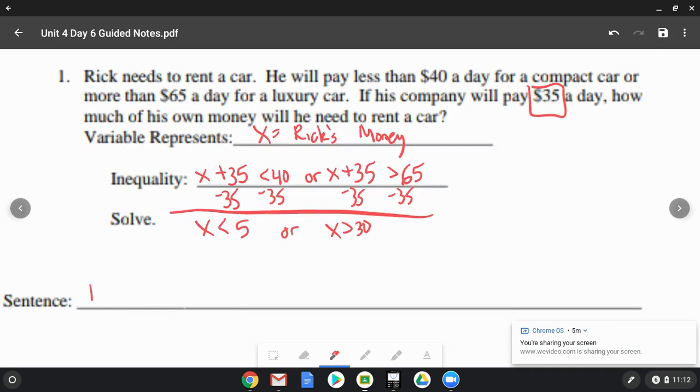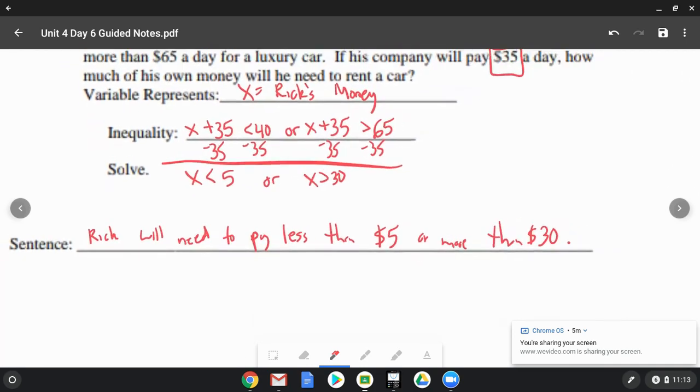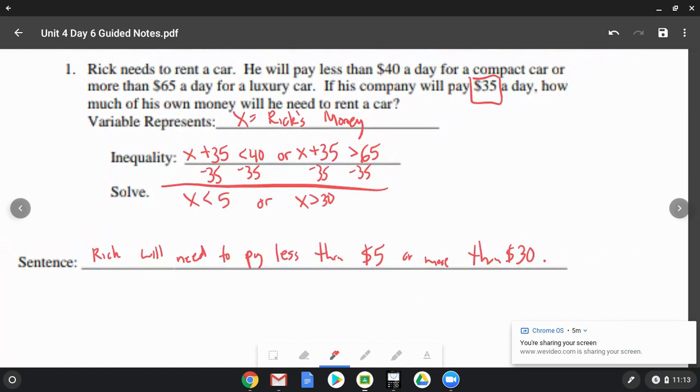So we would say Rick will need to pay less than $5 or more than, what was that, $30. So that's what we're looking for in that one. So that's Rick and how much he's going to pay to rent a car. Take a look, let me know.